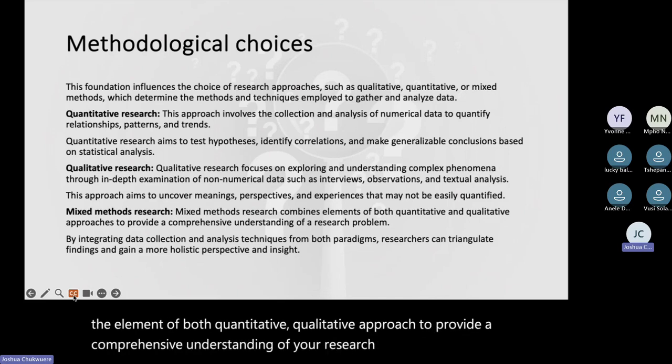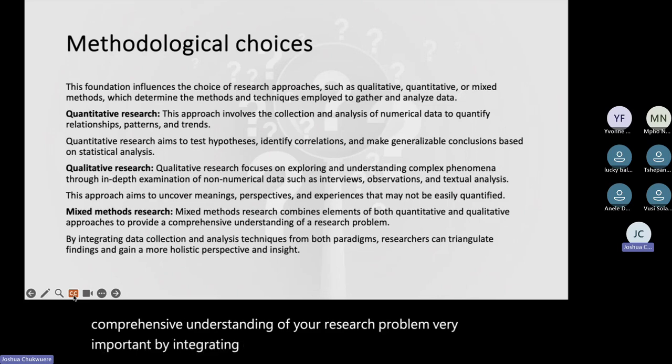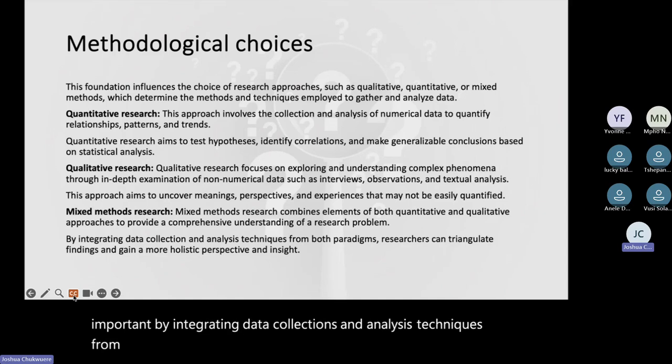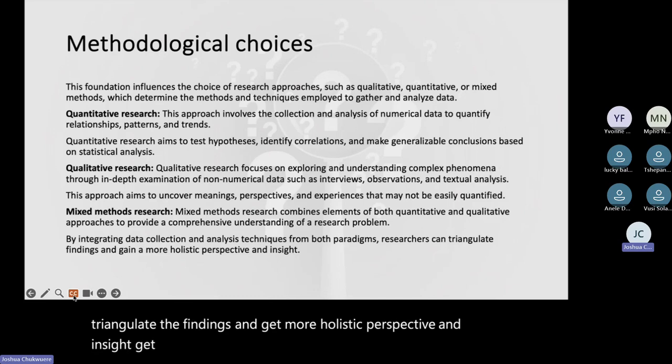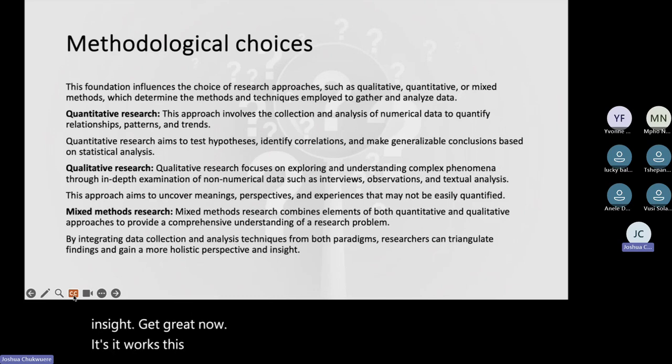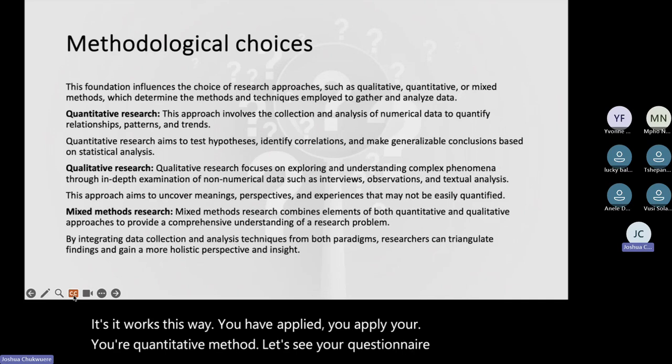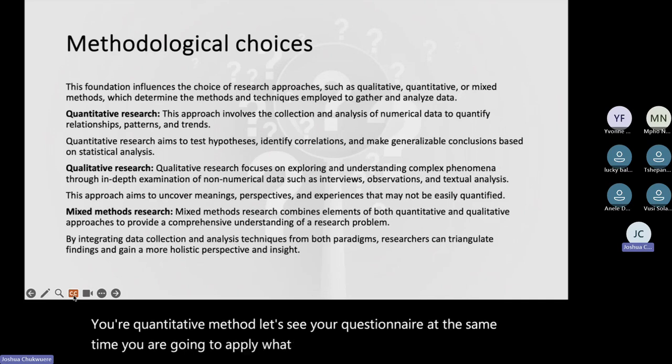Very important. By integrating data collection and analysis techniques from both paradigms, researchers can triangulate the findings and get a more holistic perspective and insight. Great. Now it works this way. You apply your quantitative method, let's say your questionnaire. At the same time, you are going to apply what? Your interview.